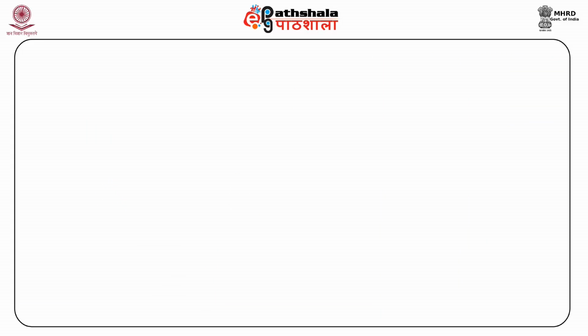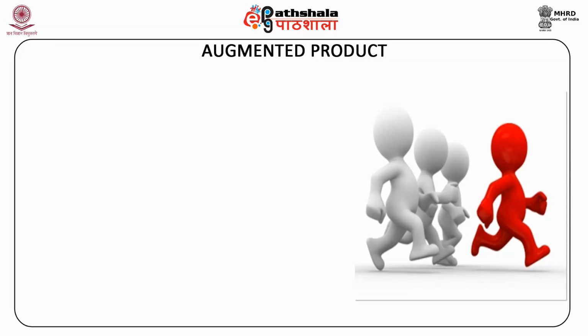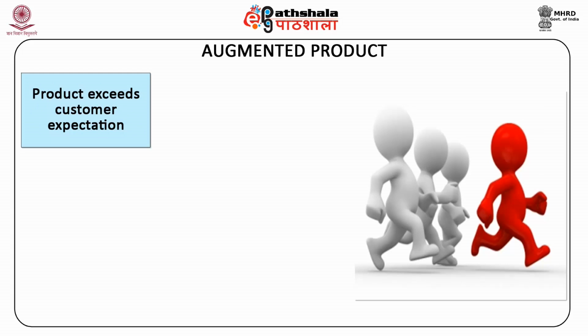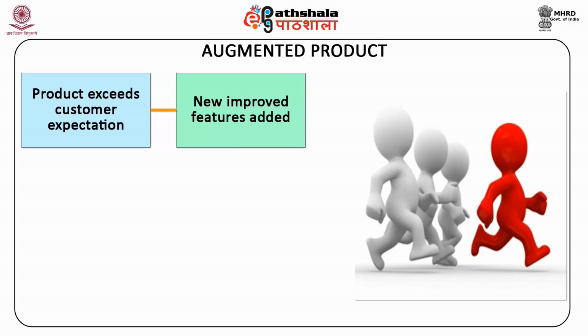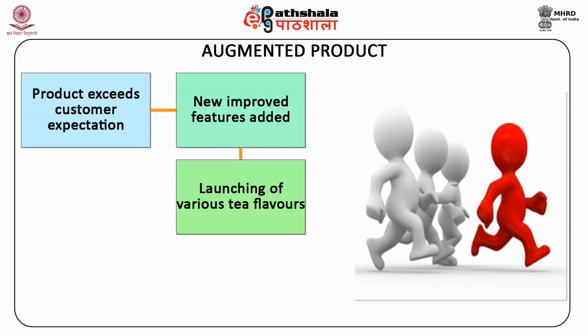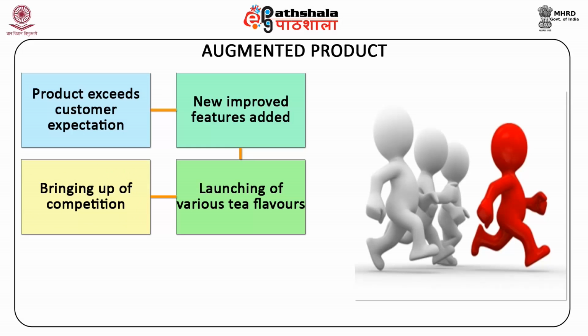The next step we will talk about is level 4, that is the augmented product. At the fourth level, the marketer prepares an augmented product that exceeds the customer's expectations. At this level, new improved features are added to the product which are not being offered by any competitor. The tea producers launch various flavors of tea in the market, such as ginger tea, green tea, honey and lemon tea, premium tea, etc.